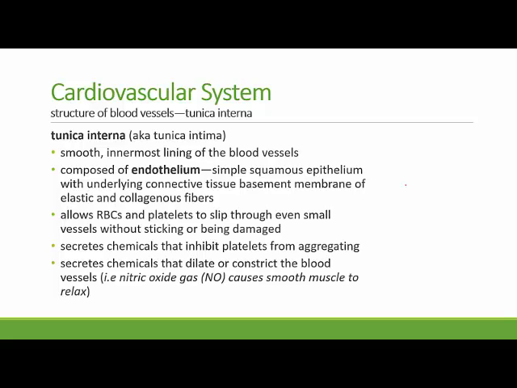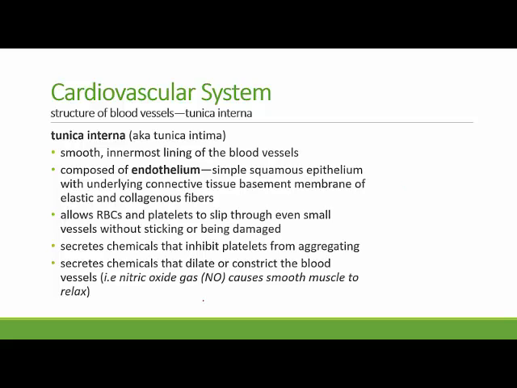These epithelial cells secrete chemicals that help to inhibit blood coagulation from occurring, so that platelets don't begin clumping, and we really limit the risk of forming a blood clot. And so the real function then of this endothelium is to allow red blood cells and platelets to slip through the vessels without sticking or being damaged or forming any kind of blood clot. The epithelium also secretes chemicals that can either dilate or constrict blood vessels.